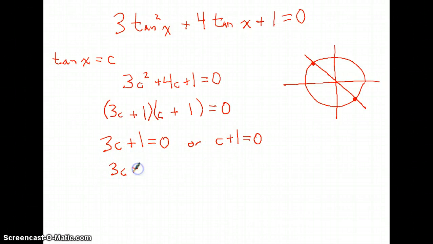So solving each one of these separately, c could either be negative 1/3, that's a negative 1/3, or c could be negative 1. Okay, remember I started this all out by saying let's let c equals tangent of x. So really what I'm saying now is that tangent of x, because I didn't want to write tangent x. See, every time I wrote c here, I didn't want to write tangent x all those times. So I'll bring back the tangent x right now. It's negative 1, or it's negative 1/3.